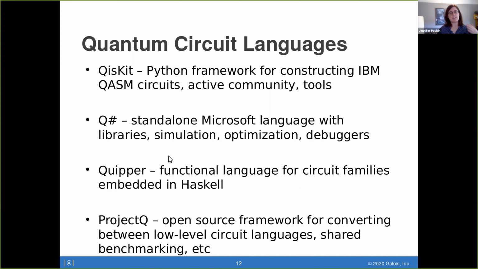And then I also want to mention Project Q, which is an interesting framework, also in Python, I believe, which has features for converting between different low-level circuit languages, and it's quite an interesting feature. So there's a number of other languages that I haven't mentioned here, but I just want to give a taste for a little bit about the infrastructure.